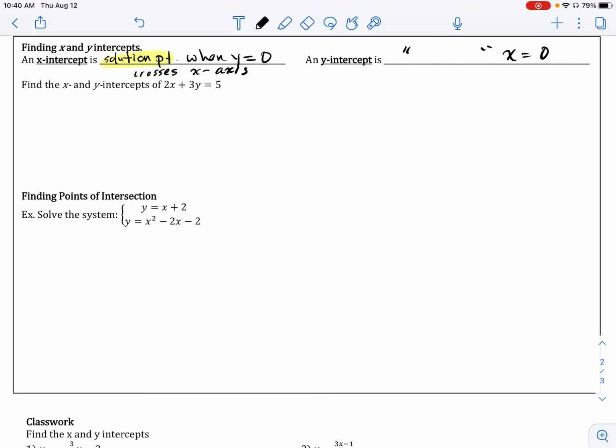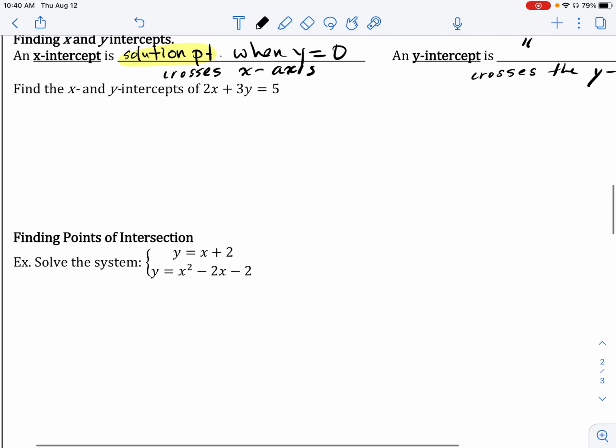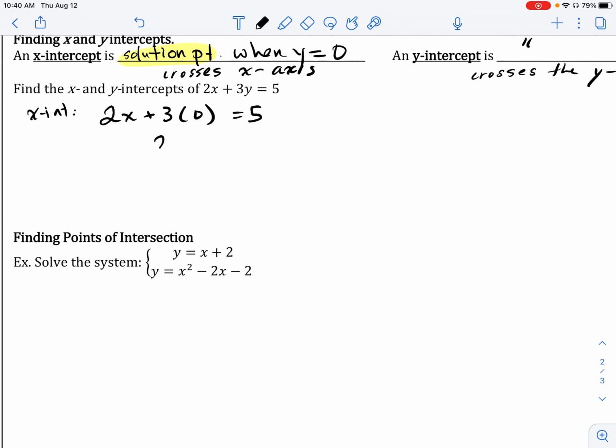And graphically, a y-intercept is where it crosses the y-axis. Hence the name, the y-intercept. So let's briefly find the x and y-intercepts of this equation here. To find the x-intercept, I'm going to plug in y is equal to 0 into my equation, or substitute 0 for y. This is a pretty simple equation to solve. We get 5, so x is equal to 5/2.